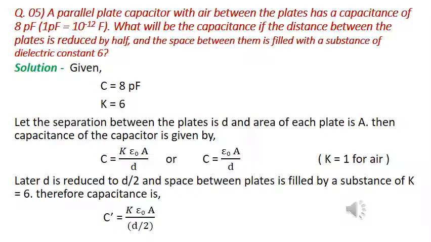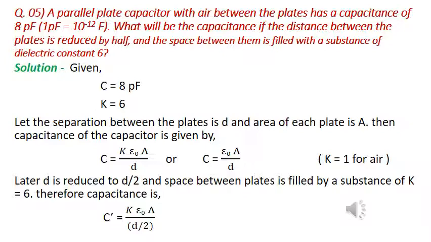Next is numerical from exercise. Question number 5. A parallel plate capacitor with air between the plates has a capacitance of 8 picofarad, where 1 picofarad is equal to 10 to the power minus 12 farad. What will be the capacitance if the distance between the plates is reduced by half and the space between them is filled with a substance of dielectric constant 6?